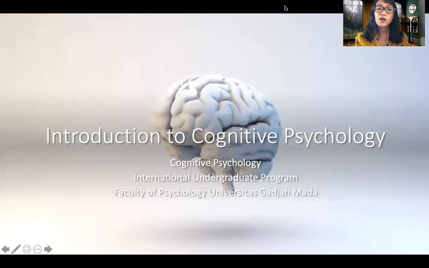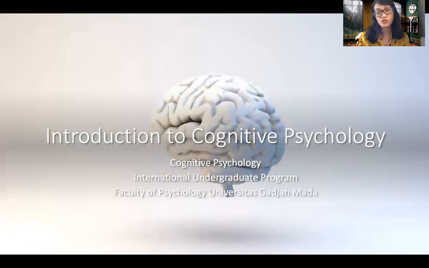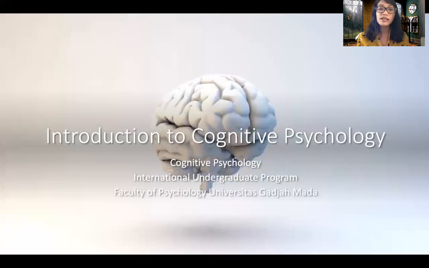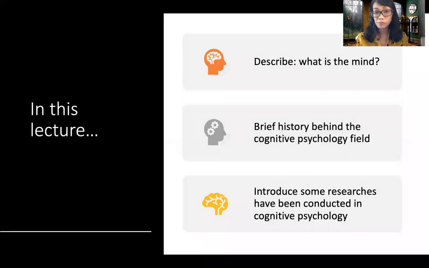So in this video, I will be continuing to explain the lecture about Introduction to Cognitive Psychology. In this video, we will first describe what the mind is, and then we will consider some of the history behind the cognitive psychology field. And finally, I will introduce a few of the ways that modern cognitive psychology has gone about studying the mind.